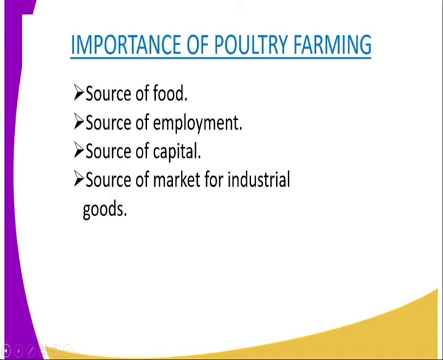Then source of market for industrial goods, such as pesticides and the chemicals which are supposed to control external parasites. Those are the dust powders which are supposed to be bought for controlling external parasites, meaning that they will get a market whenever farmers keep birds on their farms.